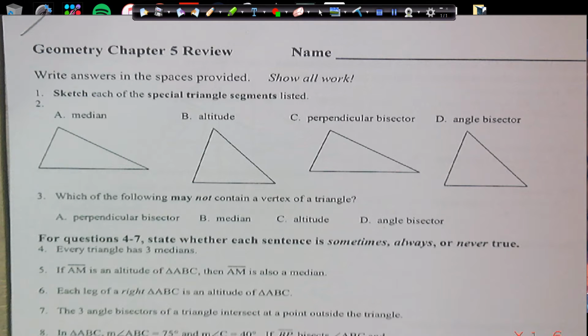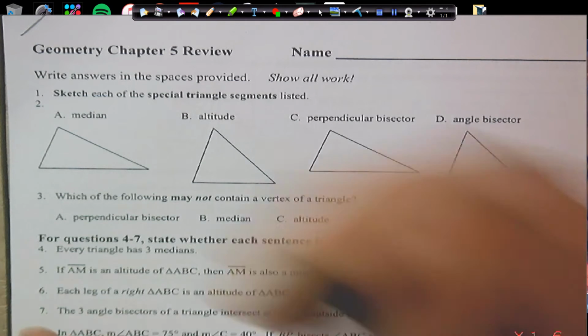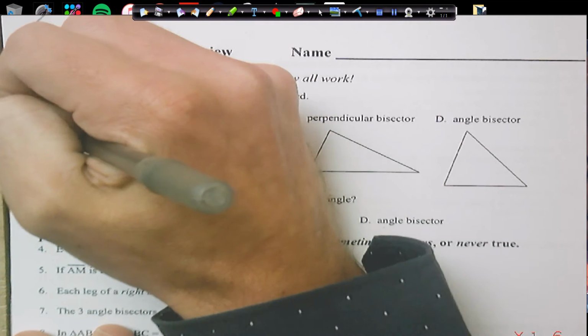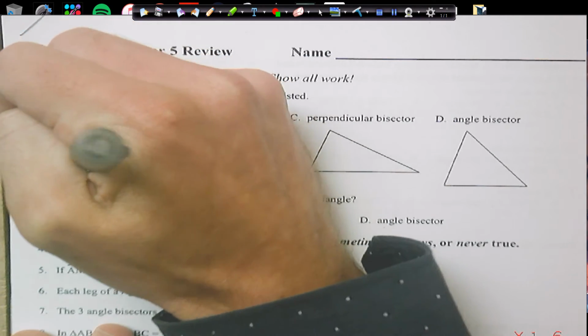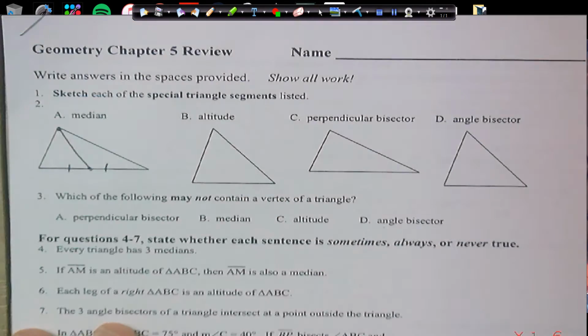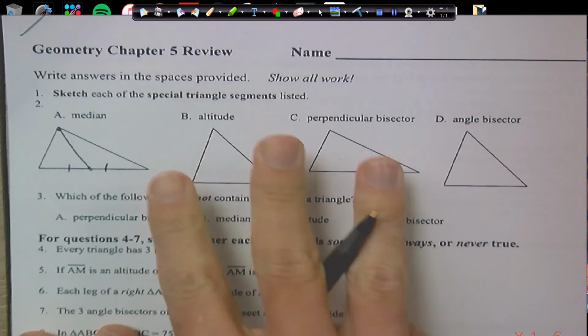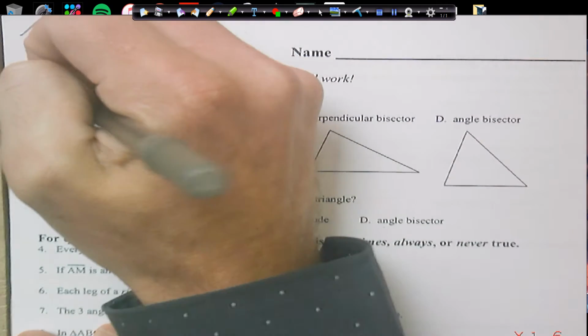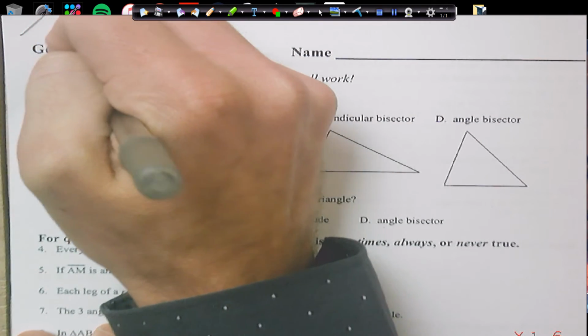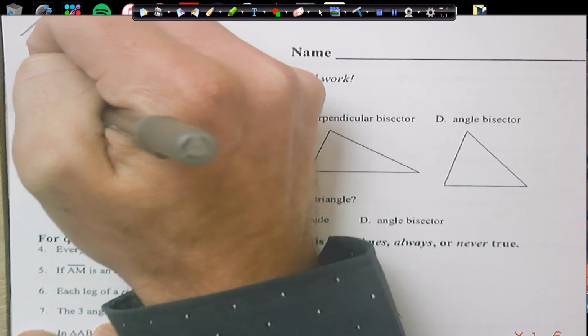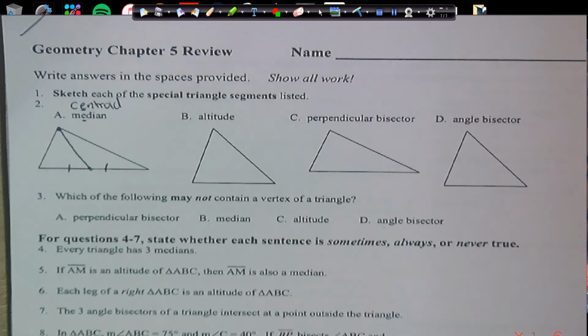Sketch each special triangle segment listed. Alright, median. A couple things to remember. A median goes from the vertex and it hits the middle of the opposite side. So that's the median. And if you were to get three medians, you would hit a centroid. If you guys recall, the E's match up. Okay? So, nice little helpful hint.